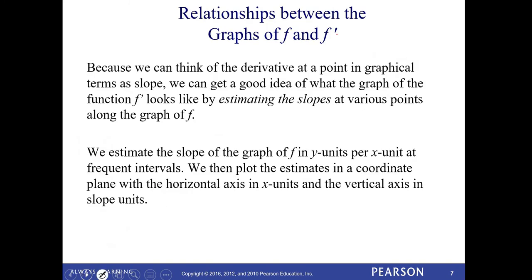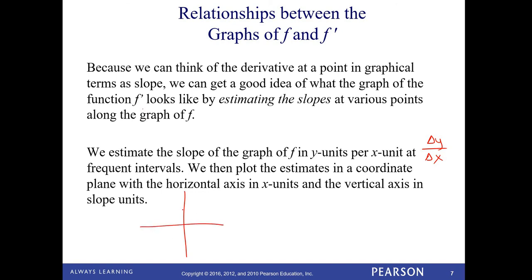Okay, relationship between the graphs of f and f prime. Because we can think of the derivative at a point in graphical terms as a slope, this is what we did in chapter 2, we can get a good idea of what the graph of the function f prime looks like by estimating the slopes at various points along the graph. We estimate the slope of the graph of f in y units per x units. That's our delta y over delta x. That's our slope. We then plot the estimates in a coordinate plane.